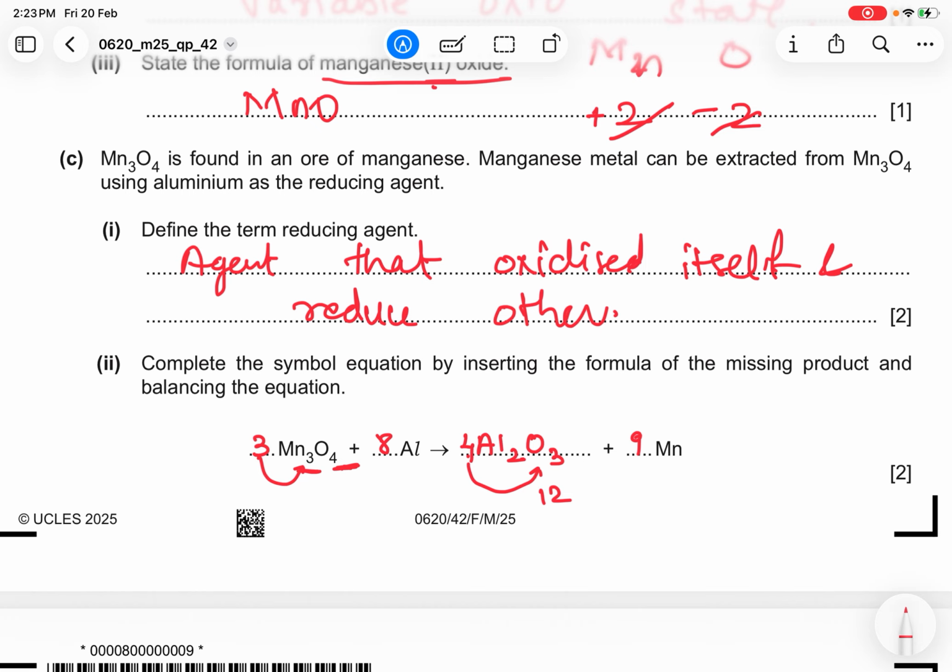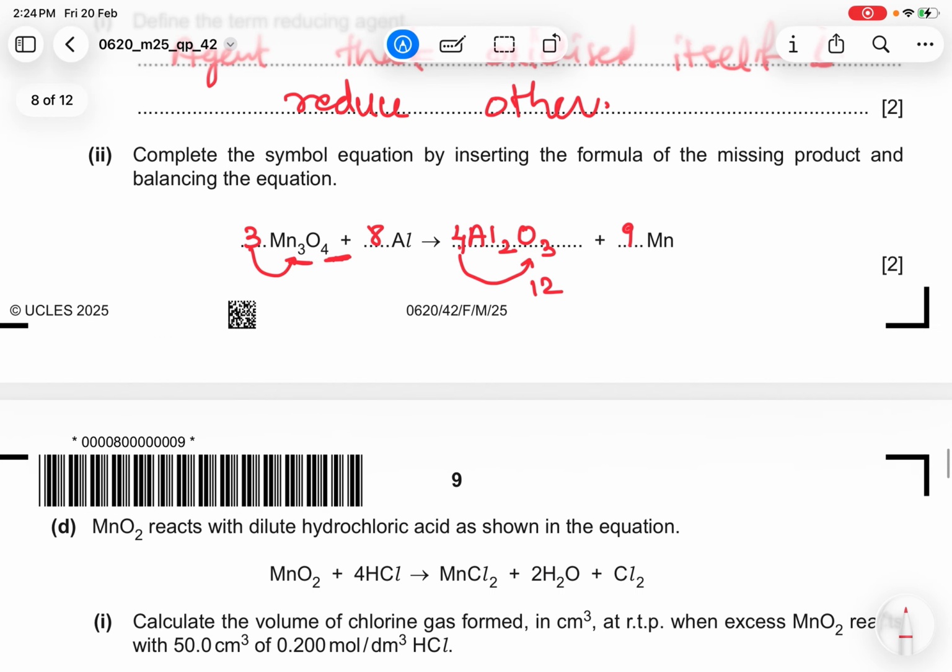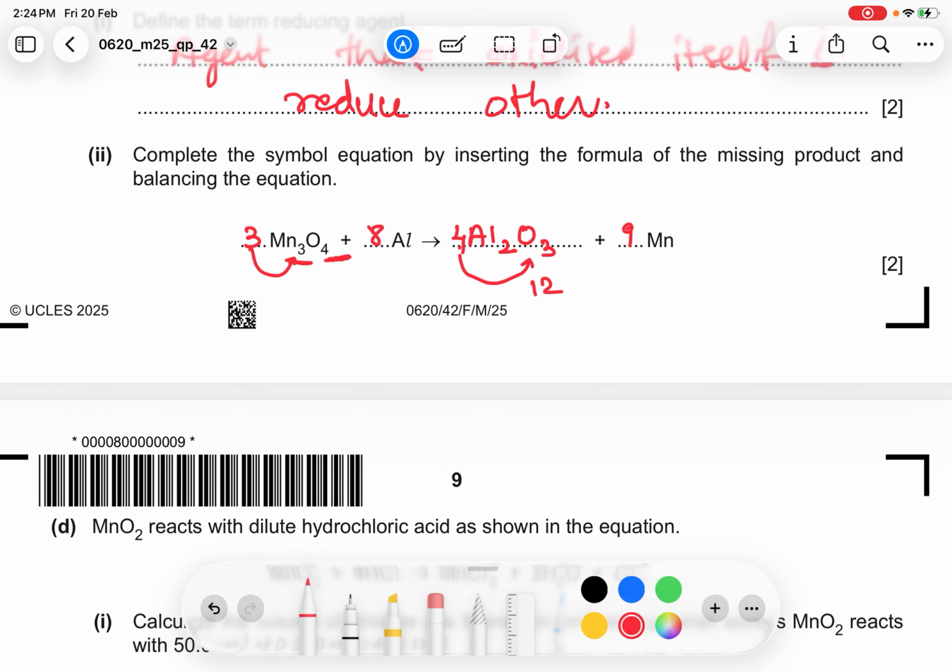Mn3O4 is found in an ore of manganese. Manganese metal can be extracted from Mn3O4 using aluminium as the reducing agent. So what is the definition of a reducing agent? A reducing agent is an agent that itself gets oxidized but reduces other substances. Next, complete the symbol equation by inserting the formula of the missing product and balancing the equation.